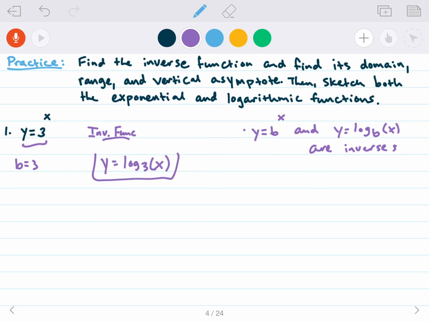Okay, so that was our first mission here, to find the inverse function. And it says, find its domain, range, and vertical asymptote, and then sketch both the exponential and the log functions. All right, so how do we figure out what the domain and the range are?